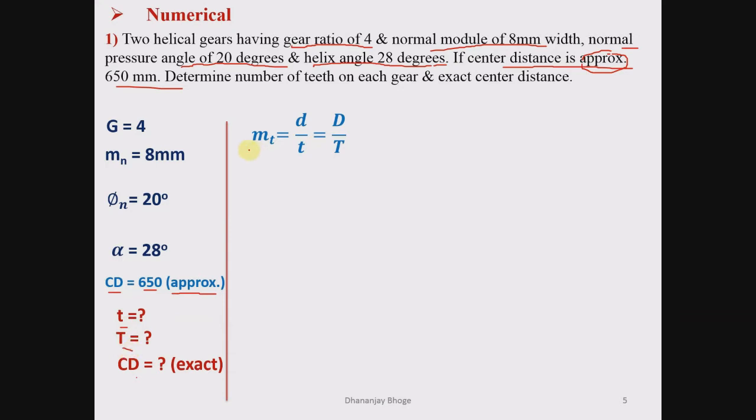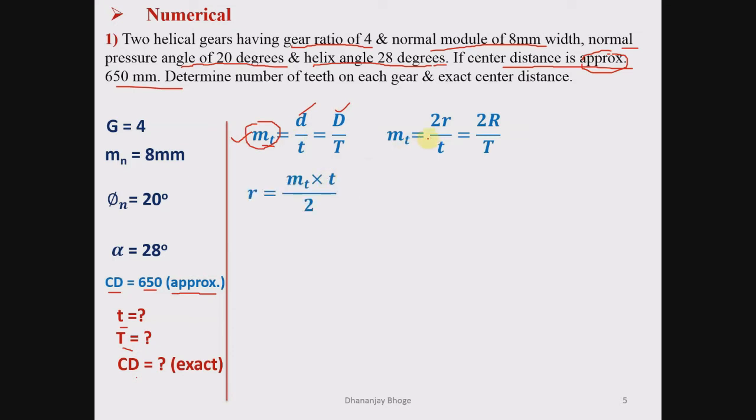Number of teeth. The very basic equation we have for a number of teeth is for transverse module MT. Okay. Correct. MT is equal to D by T. The number of teeth are it. But transverse module is not known. Pitch circle diameters are also not given. We can find out MT.